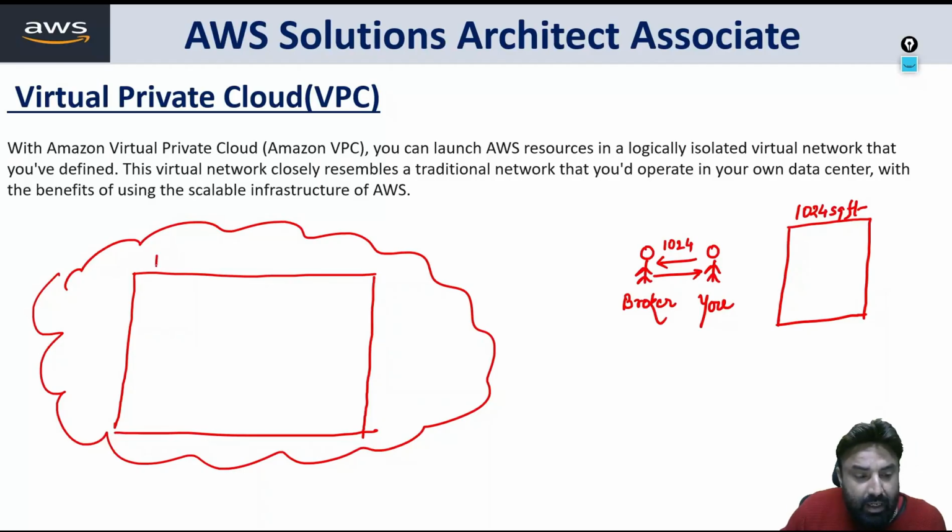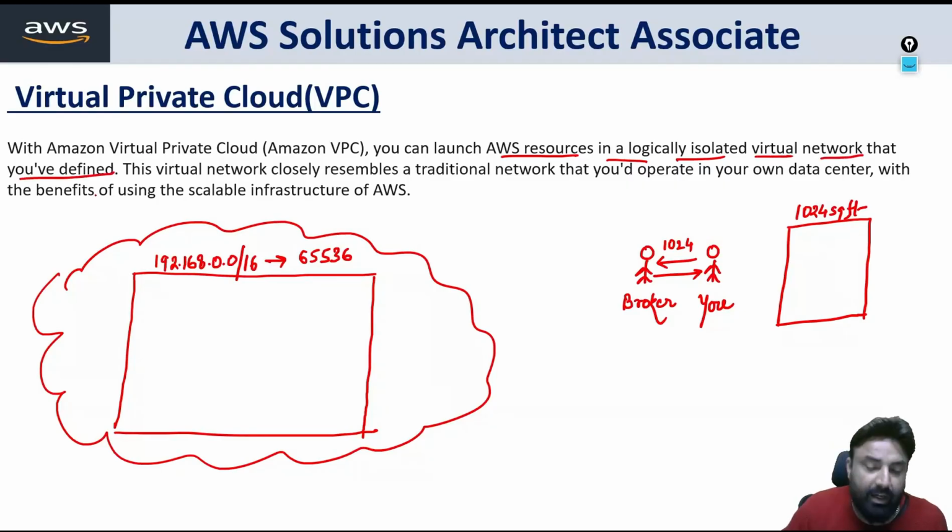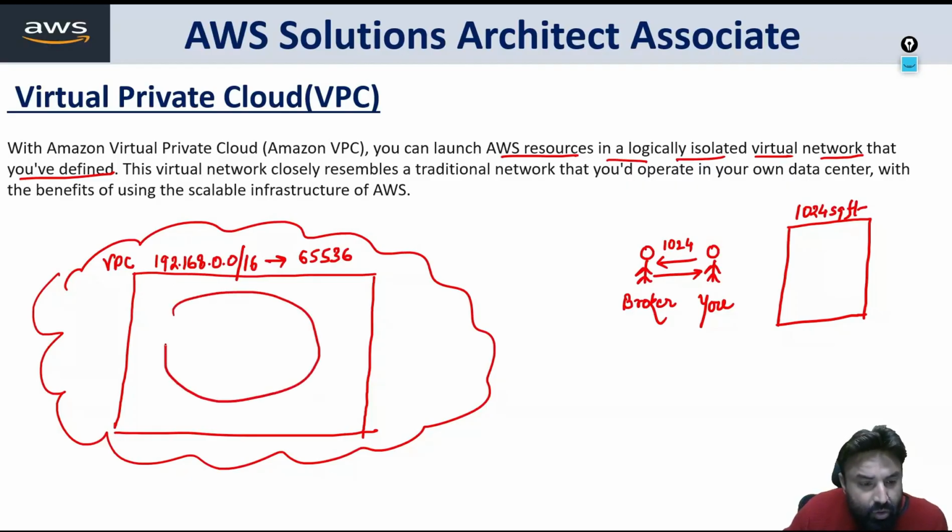So now if you say 192.168.0.0/16, this means you are going to create a land of size 65,536 IPs. Hope you are getting it. And this land itself is called a VPC, an isolated space. With Amazon Virtual Private Cloud, you can launch AWS resources in a logically isolated virtual network that you have defined. So first you create the VPC, and in that VPC you create resources.